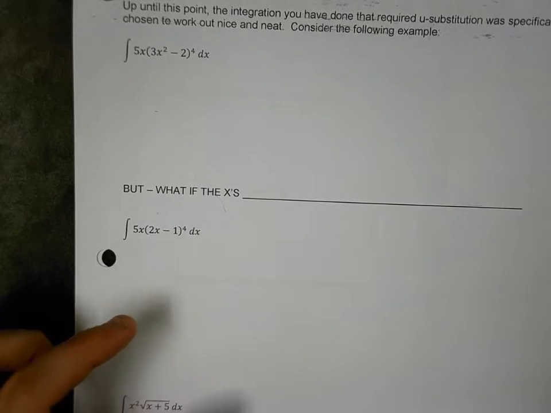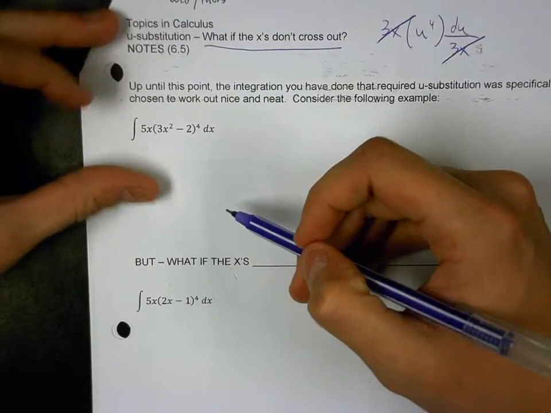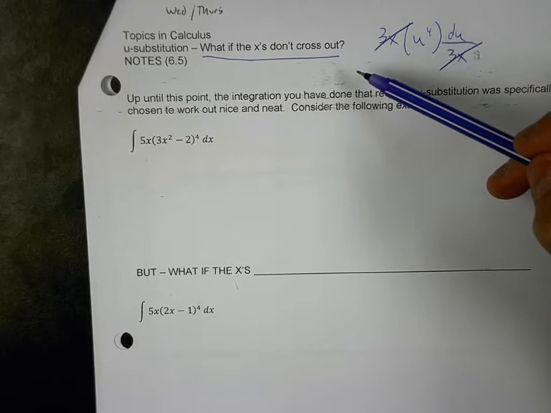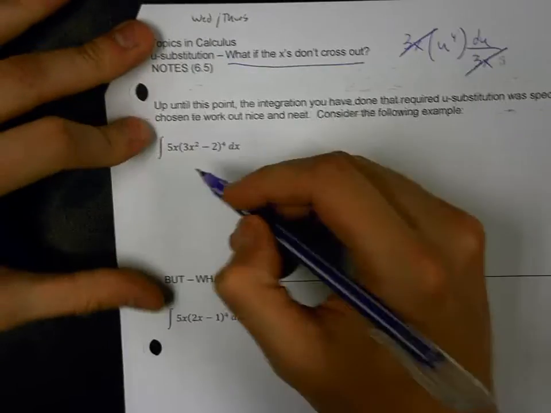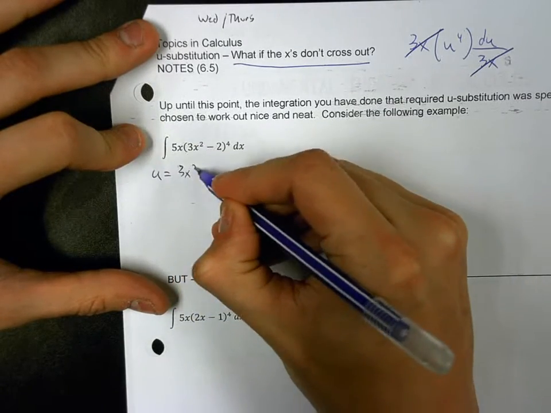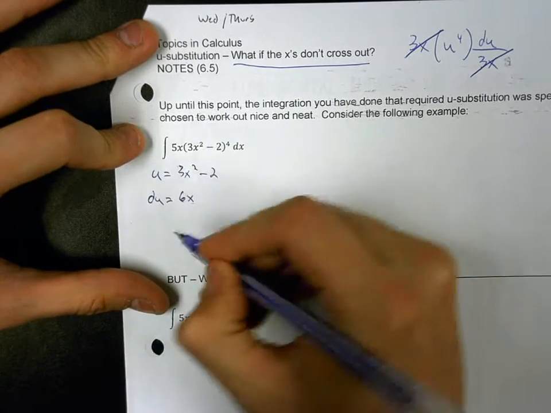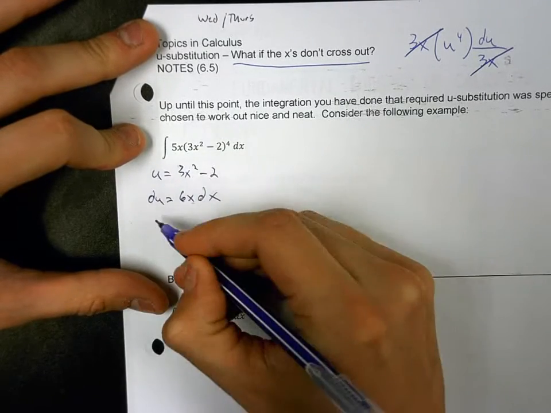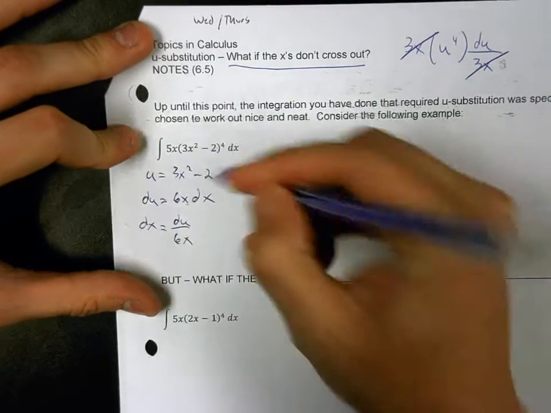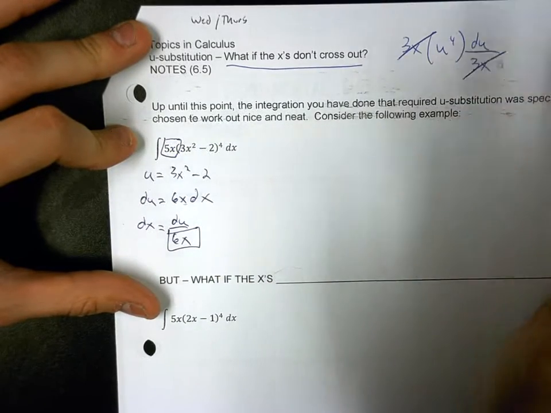If you don't, and you're just a monster at calculus and you just want to keep going, then let's look at this section. What if the x's don't cross out? So far, everything we've done is canceled out. For example, look at this. U equals 3x squared minus 2. The derivative of u is 6x dx, and then dx equals du over 6x. You can already see this 6x and this 5x, they're going to cancel out at one point.